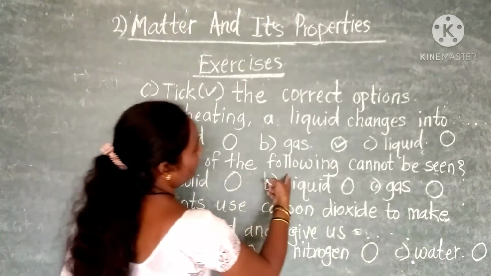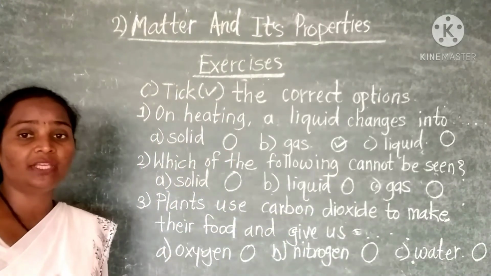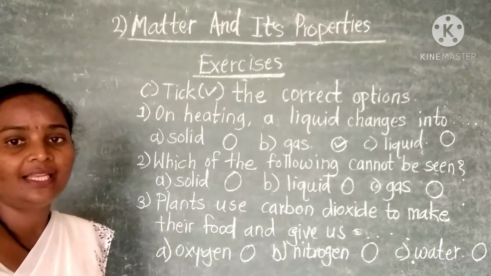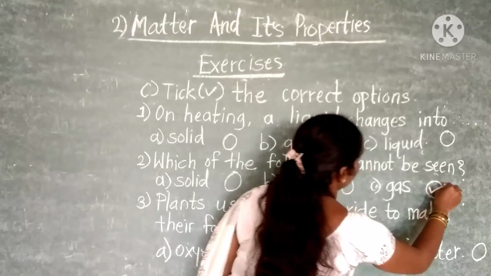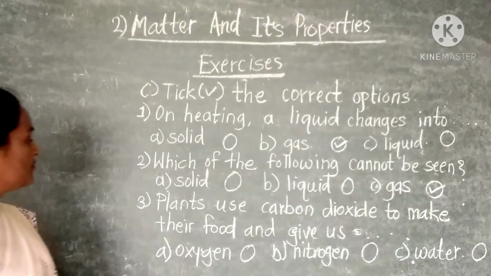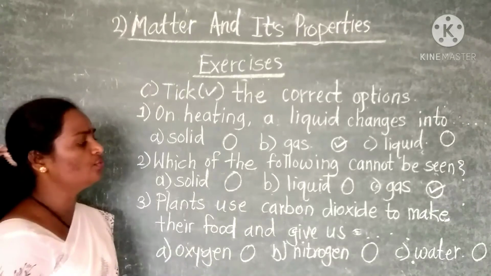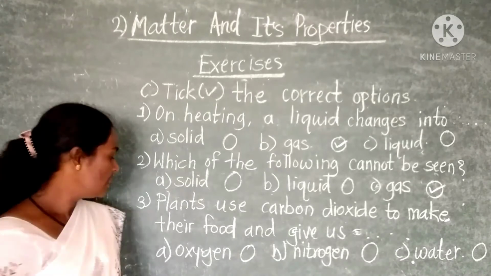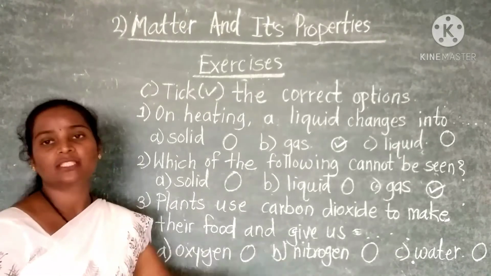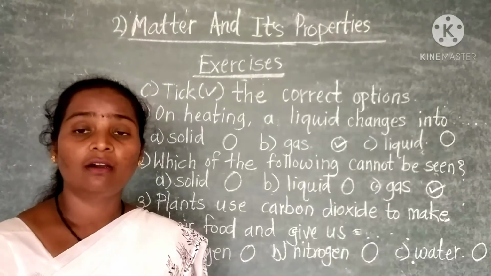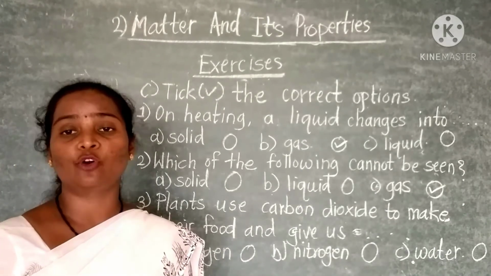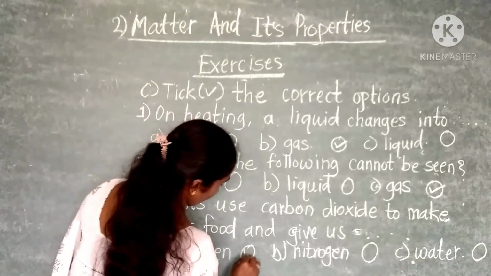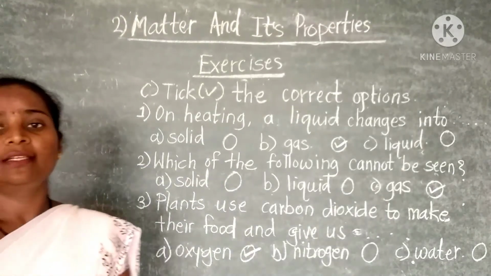Second, which of the following cannot be seen? Solid, liquid or gas? Solid we can see, liquid we can see, but gas we cannot see. So you should write gas there. Third, plants use carbon dioxide to make their food and give us... A, oxygen, B, nitrogen, C, water. When plants use carbon dioxide to prepare their food, they release oxygen. In this way you should write in your notebook.